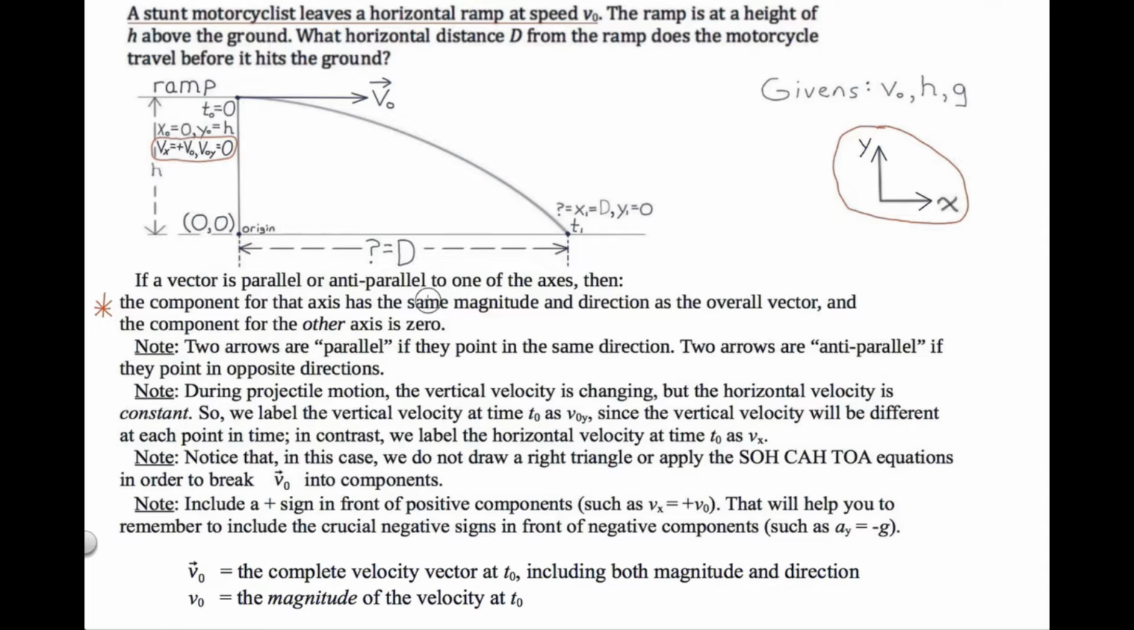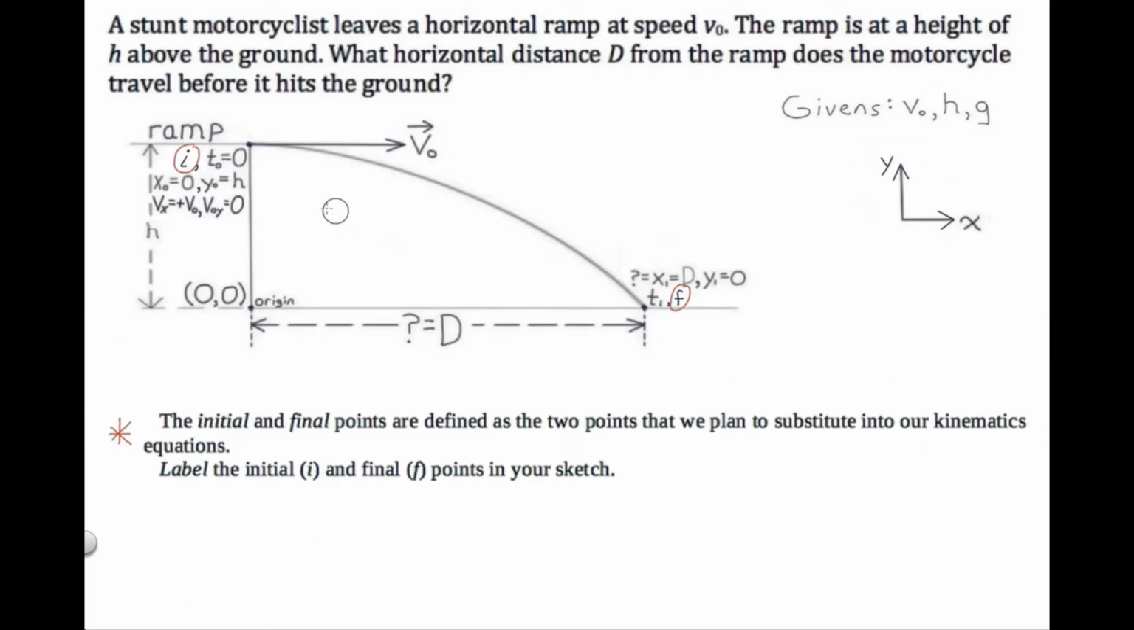The x component has the same magnitude as the overall velocity, which the problem tells us to represent with the symbol v sub naught, written without an arrow on top. And the other component, the y component, is 0. Remember that it's a good idea to include a plus sign in front of a positive component. Let's label t sub 0 and t sub 1 as our initial and final points.